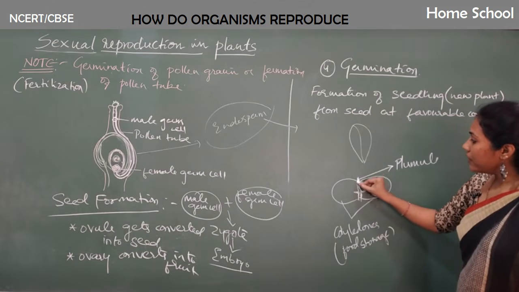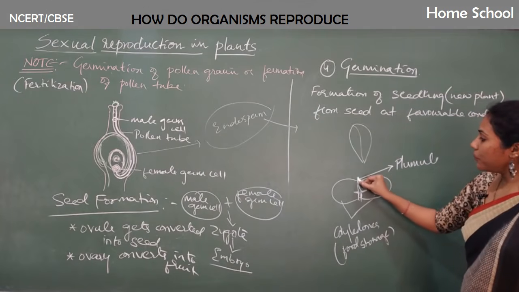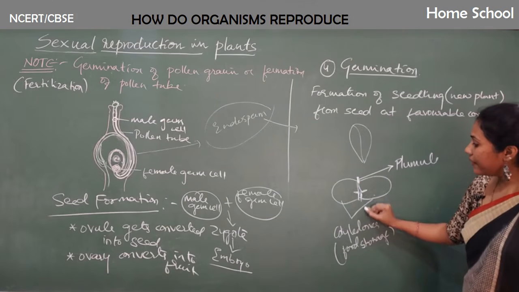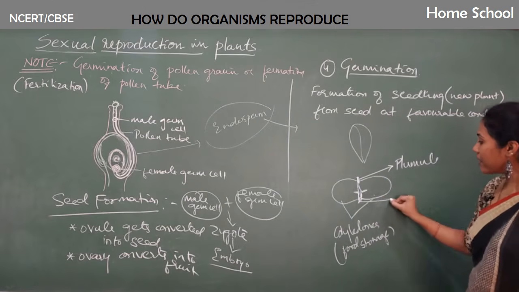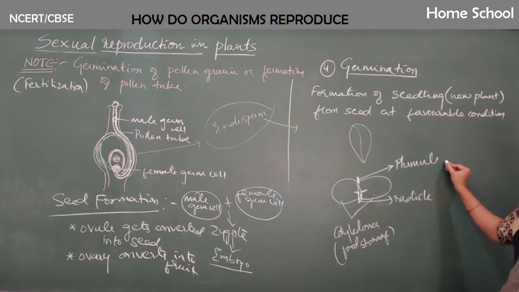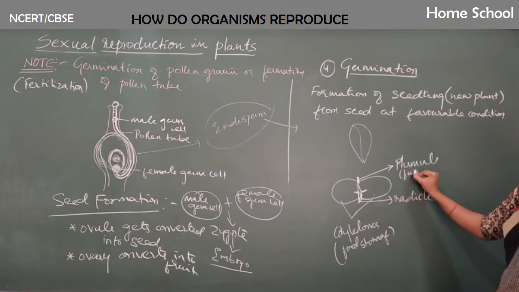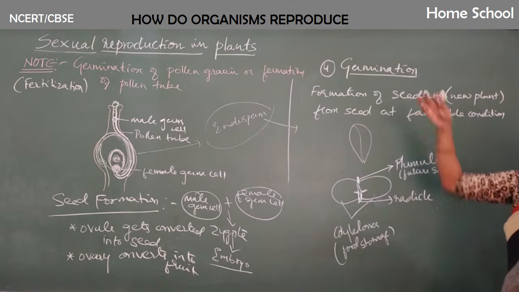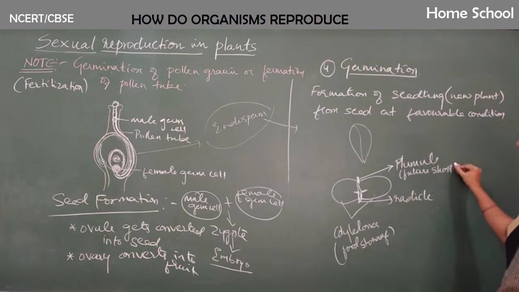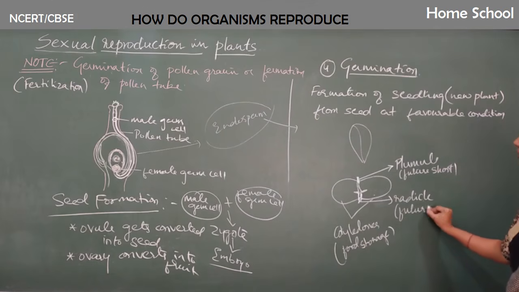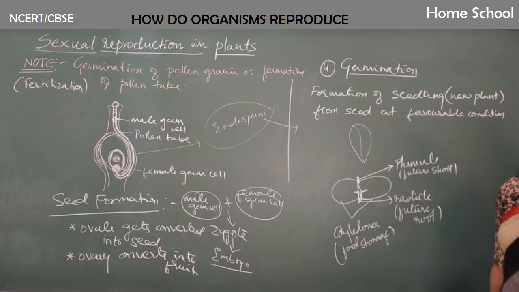Okay, the topper part, if you open the seed during germination, this is how it looks, and the bottom part is actually called the radicle. So what is the plumule? Actually, the future shoot, the plant body's topmost part. The radicle is nothing but the future root system, which will grow from the radicle part.